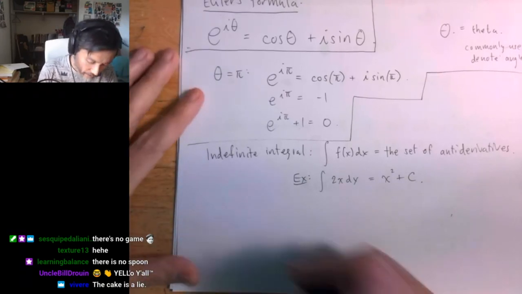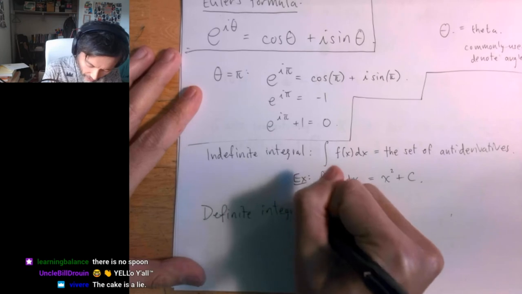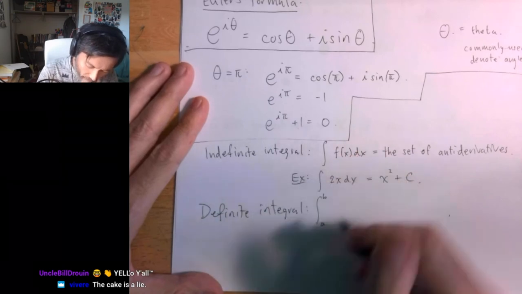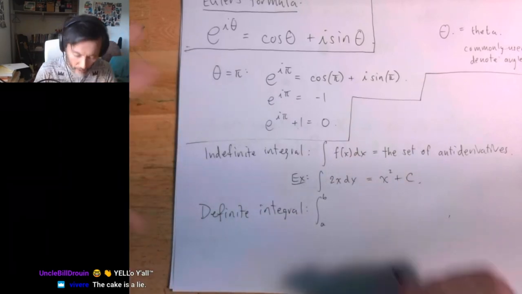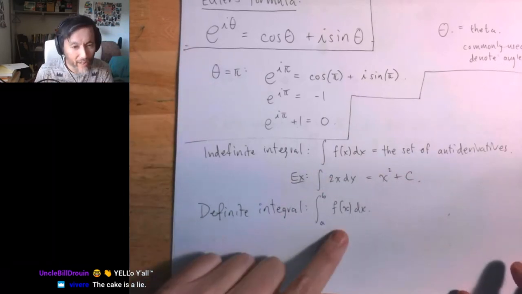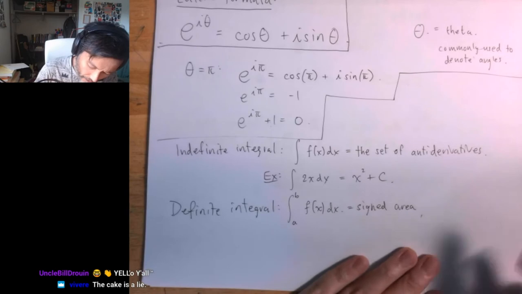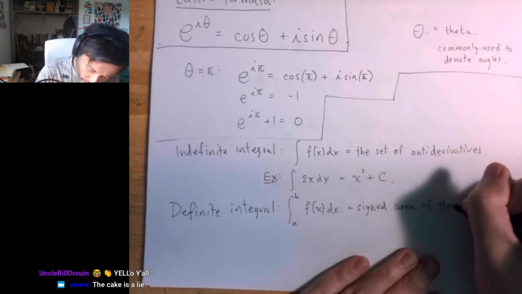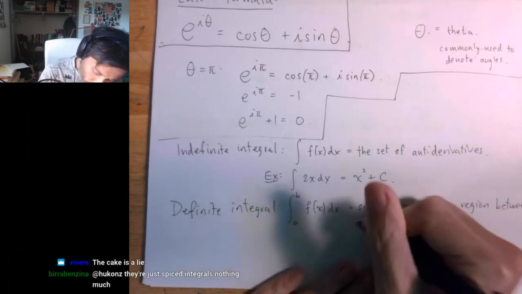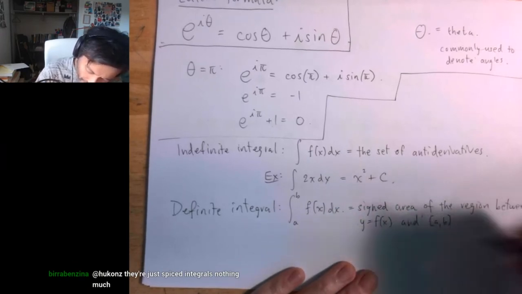Now there's another quantity, which at first glance is a different thing altogether. It's called a definite integral. And this we denote in the following manner. We write some numbers. A and B here represent numbers. We have some function, f of x, that we are integrating. What this is, is the signed area of the region between y equals f of x, the graph, and the interval a, b on the x-axis.